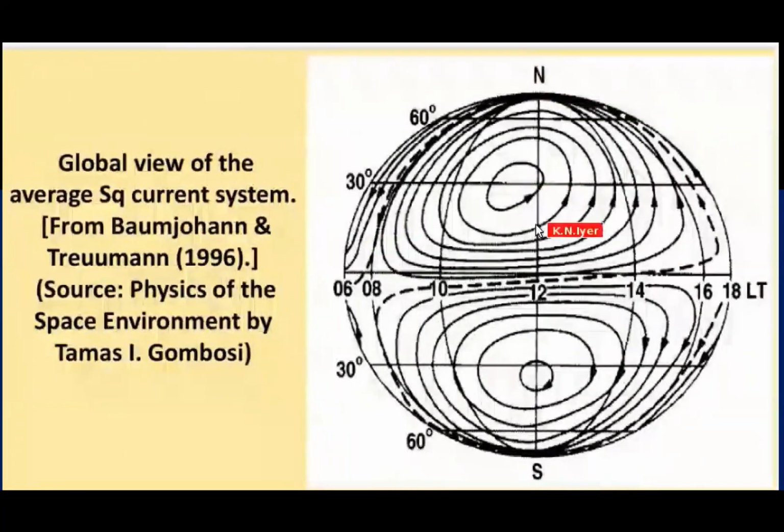As a result of these currents, we see here the current contours and the current lines are close by here. Therefore, the intensity will be more here. So near the equator, you will get more effect of this current on the magnetic field, or more increase of the magnetic field during the daytime. As you go away, that increase will be less and less.